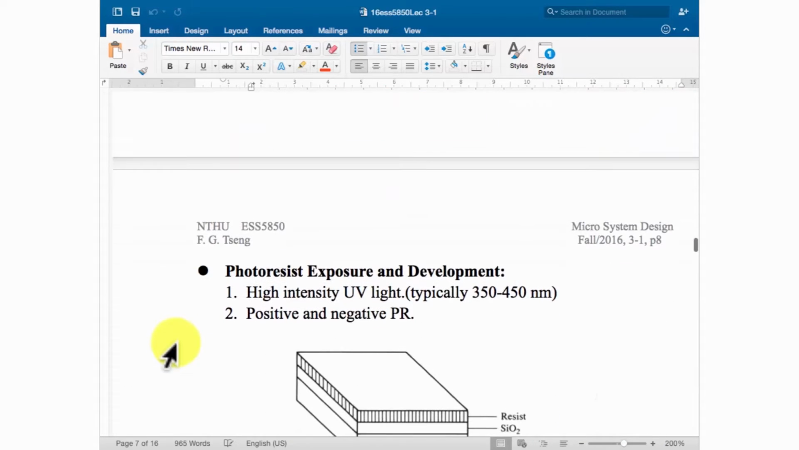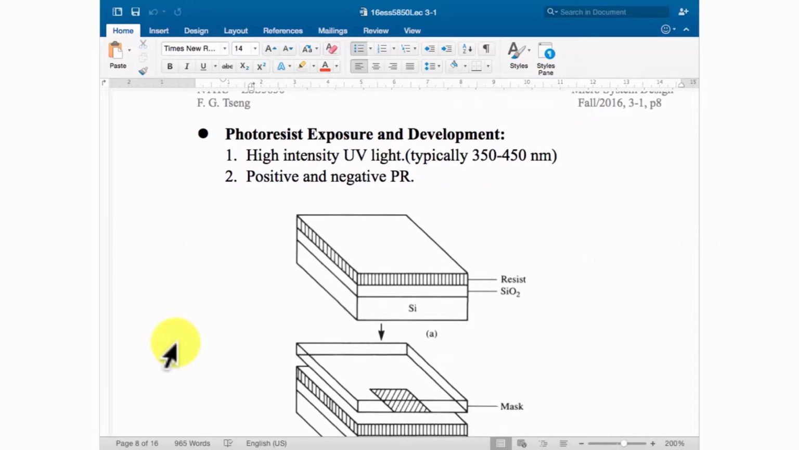So after alignment, you need to do the photoresist exposure. Usually, the photoresist has been designed to be sensitive to different kinds of UV light. Typically the wavelength is around 350 to 450 nanometers, depending on the vendors. Different companies offer different kinds of photoresist.